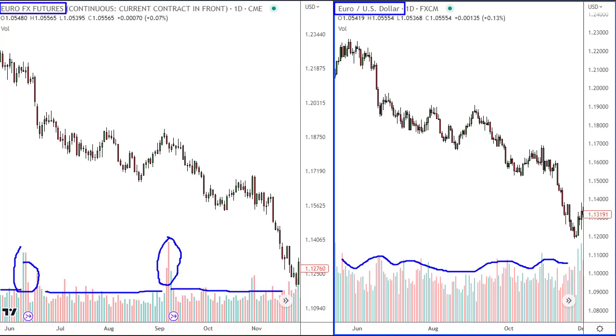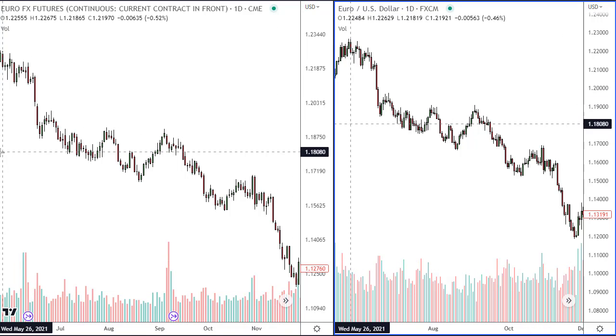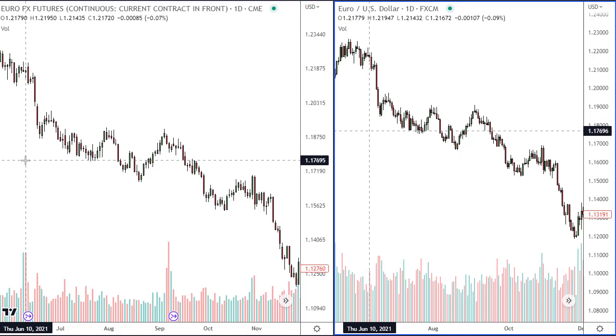So let me use my crosshairs to show you what I mean. So right here, hopefully you can see the crosshairs across both charts and where they line up. So where we get that big spike on June 10th, we get a very clear volume spike on the futures contracts. And that then leads, as you can see, right after that, boom, the market goes crashing down.